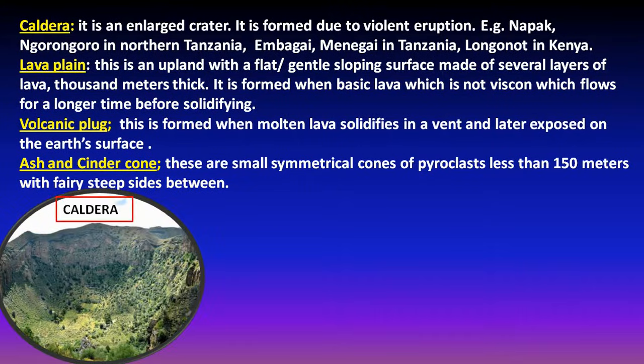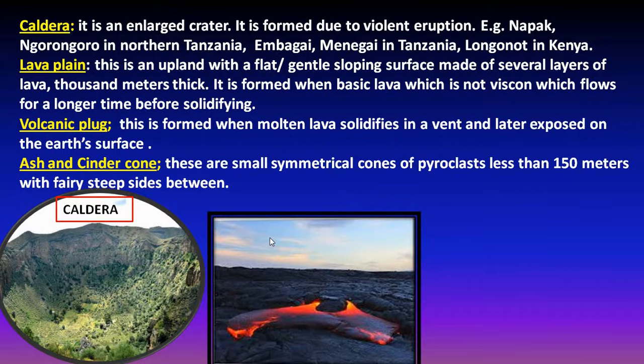So below here we are saying this is a caldera, wide. It is an enlarged crater due to erosion. So it is wide. This is what we refer to as a caldera. There are quite a number also in areas of Toro.